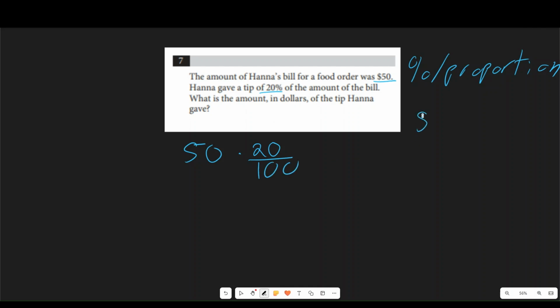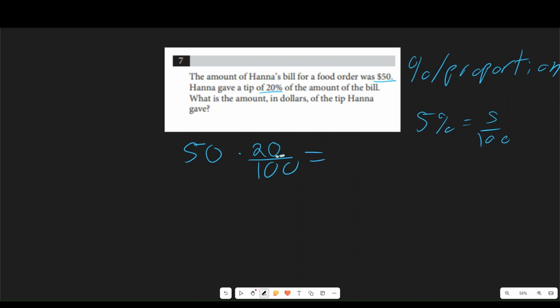Say if you had 5%, 5% would be 5 over 100, right? So anytime you have a percentage, you can write that percentage as some number over 100, depending on what the percentage is. And now we just need to solve this, right?